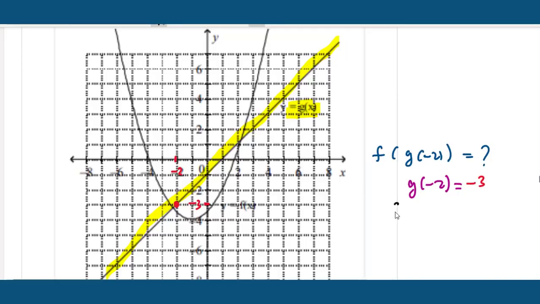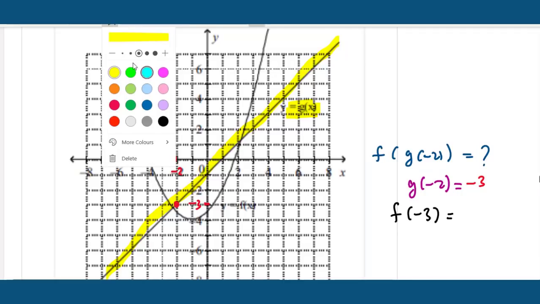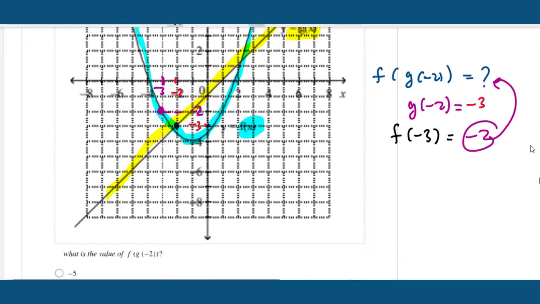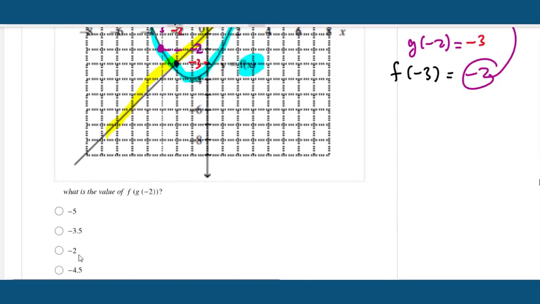Next step, f of negative 3. When f of negative 3, this is f. This is the quadratic f. Then negative 3. So for the quadratic, we touch here. Here we consider negative 2. So negative 2. So we can say the answer is negative 2.